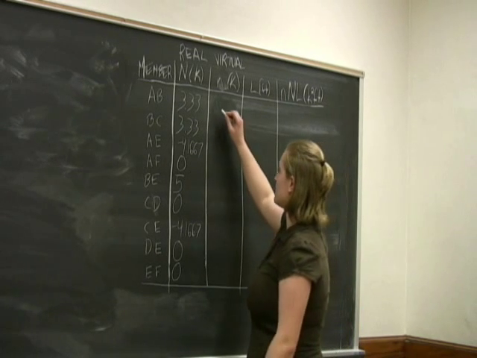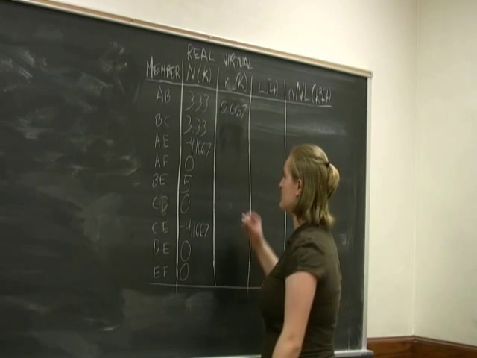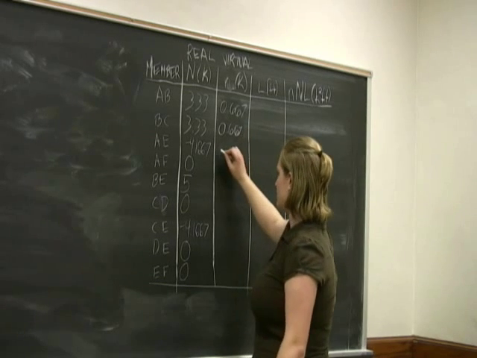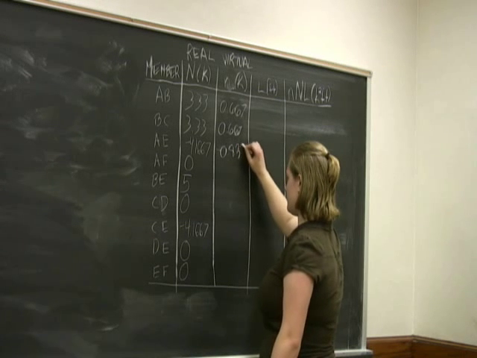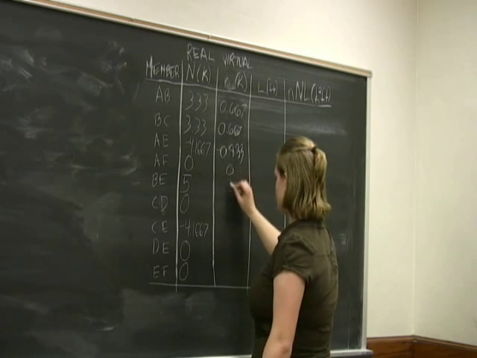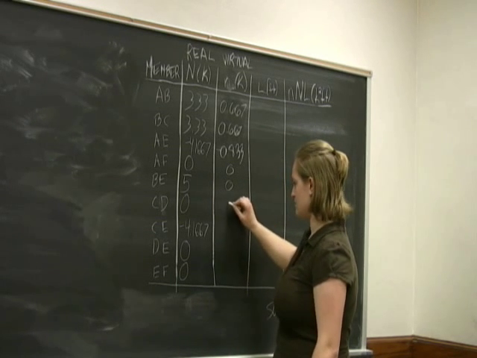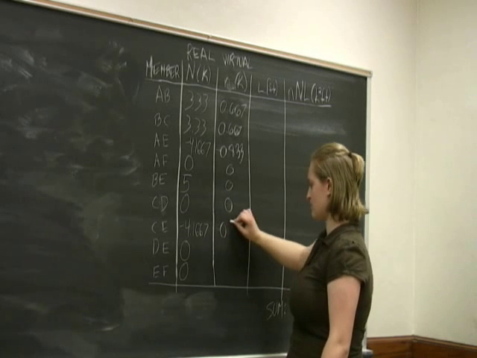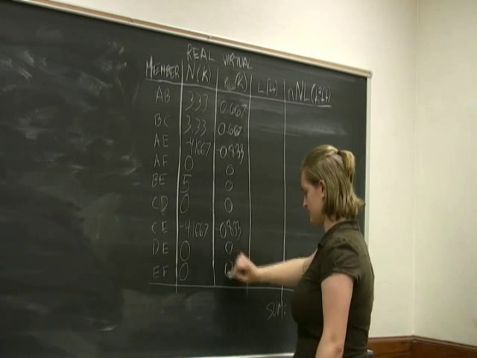So force AB is 0.667. Force BC is also 0.667. AE is negative 0.833. These are all 0 forces. BE is now 0 as we calculated using the method of joints. CD is a 0 force. CE is also negative 0.833. And the rest are 0.